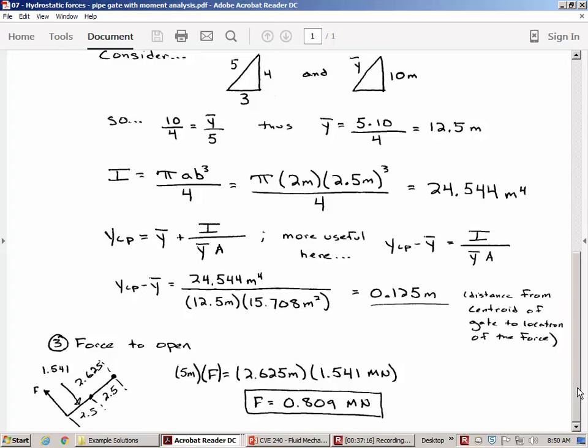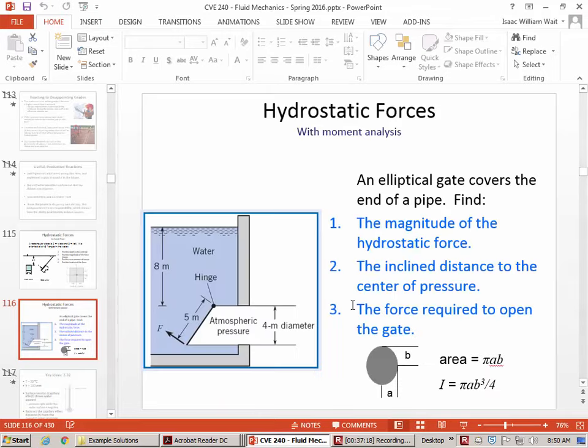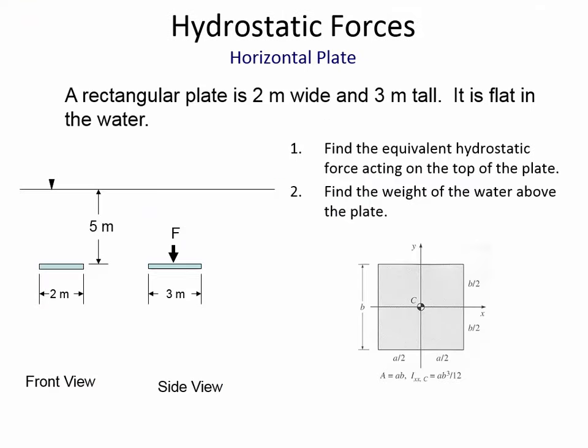Okay, in the 1 minute remaining, I just want to show you what happens if the pipe is actually flat, laying flat like this. To find the force, you find the pressure and multiply it by the area. So the pressure is going to be 5 meters of depth times 9810 gives you the pressure, and then the area of this plate is 6 square meters. So that's how you'd find the force.